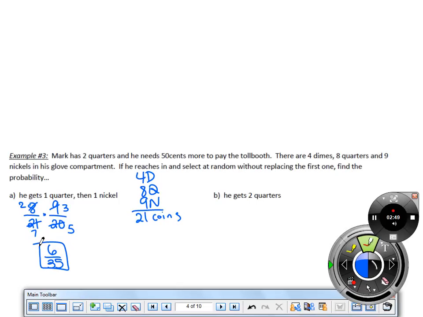All right, then to get 2 quarters, it would start out the same. It would be 8 out of 21. But now, not only would there be 20 coins, but one of the quarters would be gone, so it would be 7 out of 20. Okay? And again, I'm going to reduce before I look at my final answer. So this is like 2 and 5, like 3 and 1. And so this is going to give me 2 out of 15.